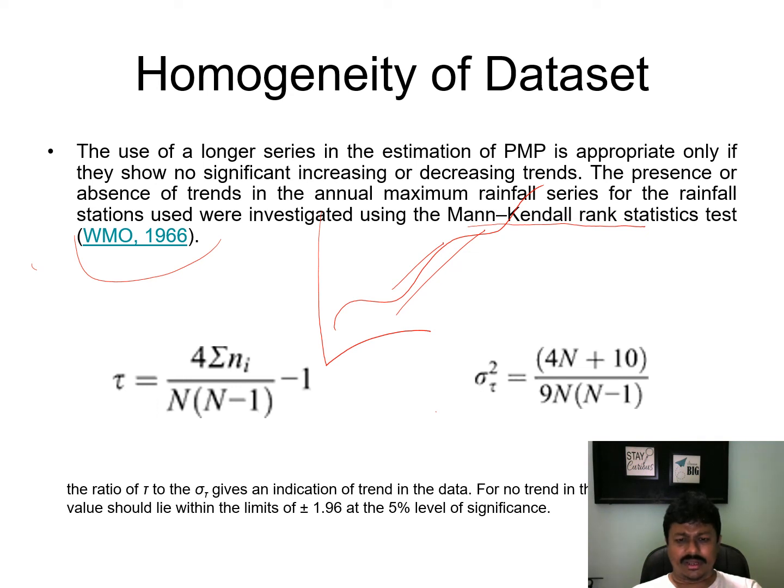So N is the total number of data set, and Ni is a certain number of data, and sigma tau square, that must vary between plus minus 1.96 at the 5% level of significance. Then it indicates there is no trend. If it has more than 1.96, then it indicates that it has some trend. Now, about this determination of trend in a data set, I will discuss later on.